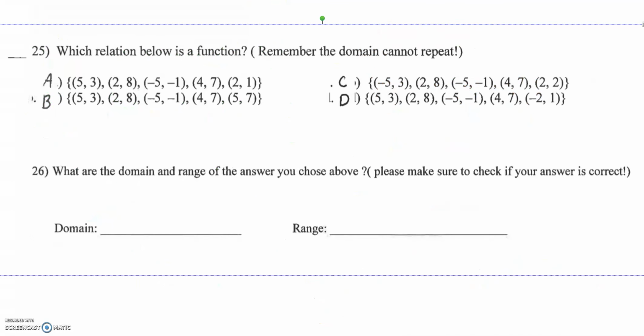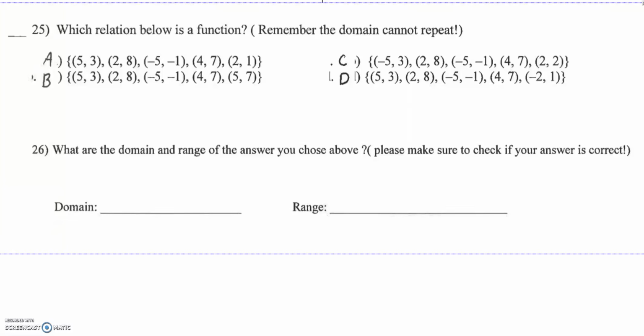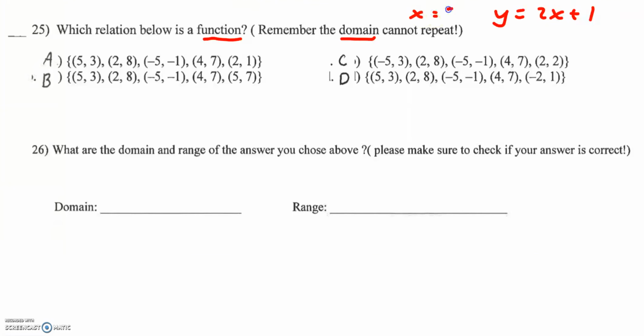Number 25, this is the newer material we just did. Which relation below is a function? And remember, the domain cannot repeat. What this really means is, before we do this problem, think about the equation y equals 2x plus 1. If I say that x is 3, if I plug 3 into this equation, my output value, or 2 times 3 plus 1, should be 7. So every time I plug in a 3, my answer out should be a 7. If I plug in a 3 and I get anything else out, that doesn't make sense.